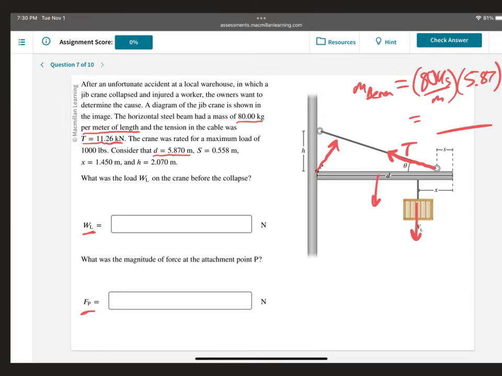Just before the system breaks and it won't be at equilibrium, it is at a static equilibrium, so the torques are equal and the forces are equal. And that's how we're going to solve these problems.